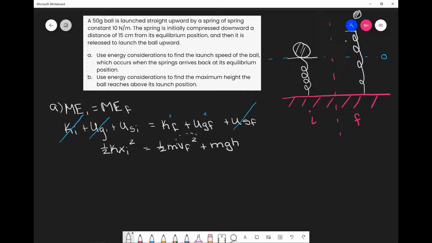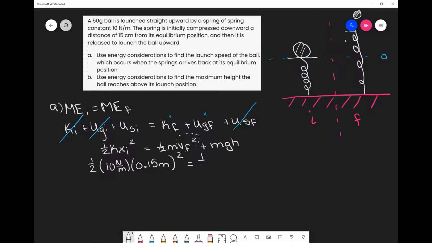So we want to know what is this value. Let's go ahead and plug in things to our equation. So we have 1/2. We know our K value. We were told that was 10 newtons per meter. We know the distance that the spring was compressed. What we do want to do is change our centimeters into meters. So this is actually going to be 0.15 meters, and that's going to be squared.